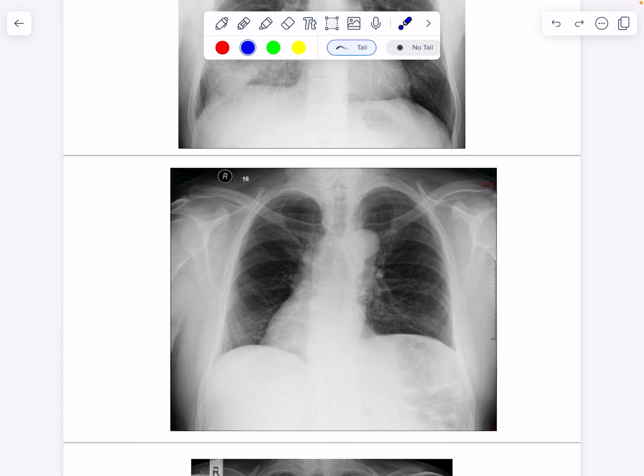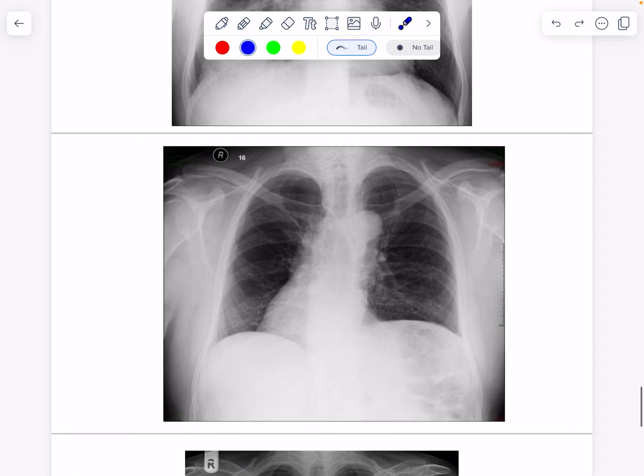Okay, going on to the next one. Hopefully there shouldn't be too many left. Yeah, give this one a go.